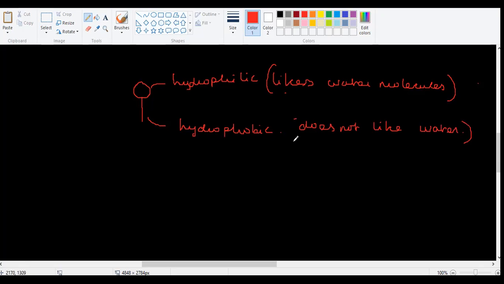Remember, it's called etymology, right? So if you understand the root words, you'll be able to make meanings for different new words. Okay. Hydro refers to water, right? From hydrogen, water is coming. So hydro refers to water. Philic means liking, phobic means fear. So understand these basic root words, or etymology. If you understand that, you will be able to figure out the meaning very easily.